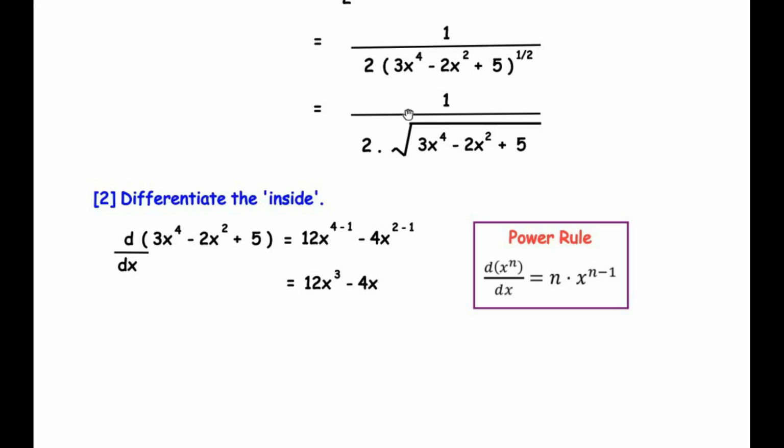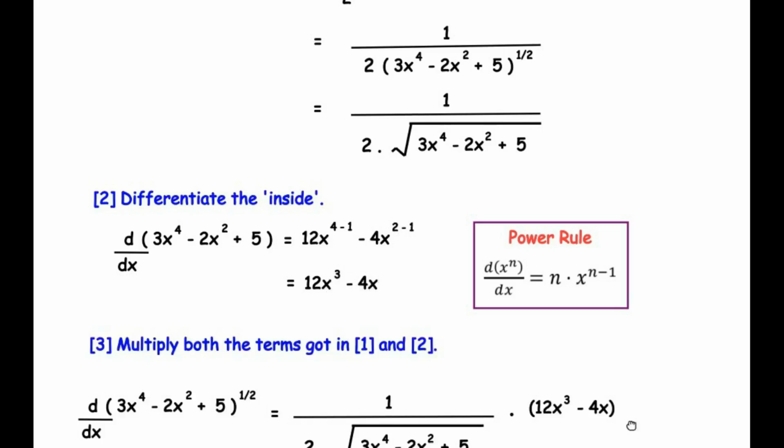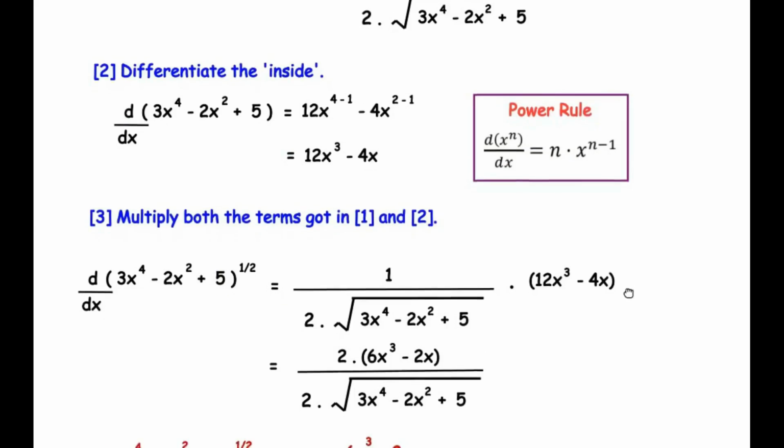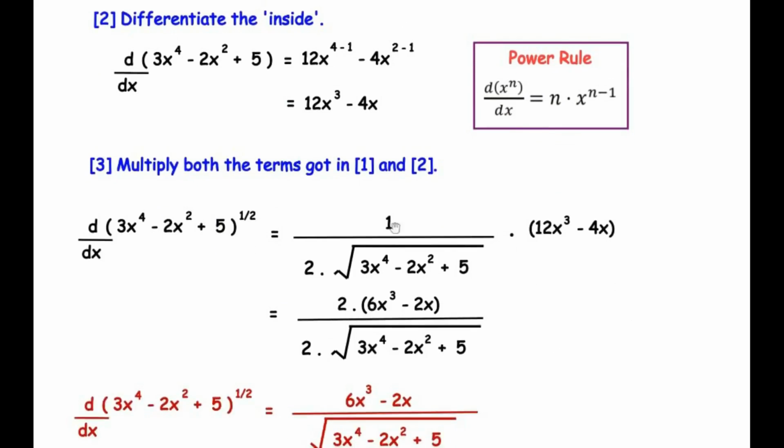So we have got step number 1, step number 2. Let us proceed to step number 3. So multiplying both the terms we got in step number 1 and step number 2. In step number 1, we had got 1 over 2 times square root of 3x to the power of 4 minus 2x square plus 5, times, in step number 2, we had got 12x cube minus 4x.